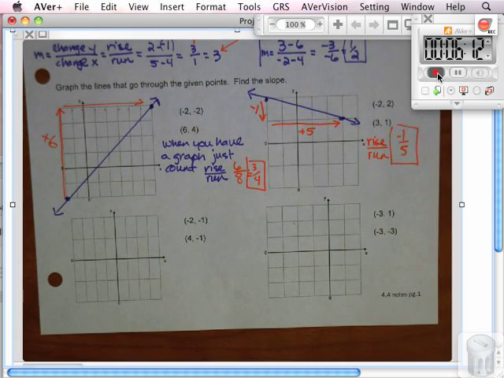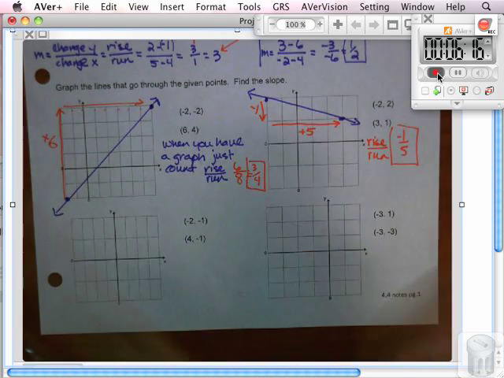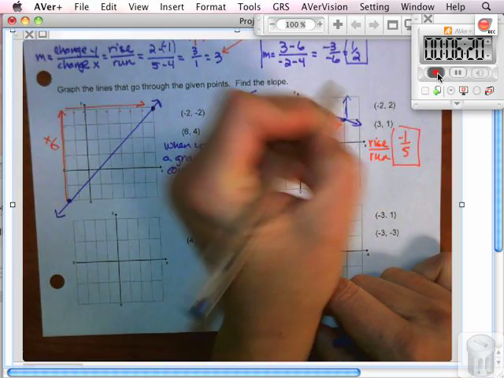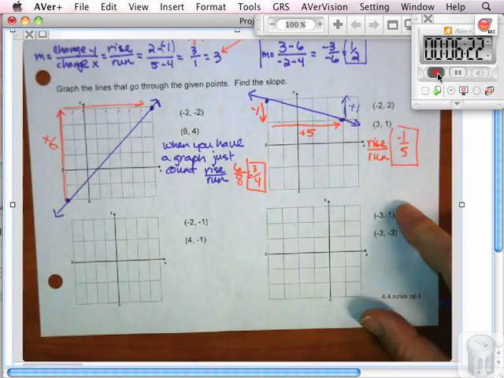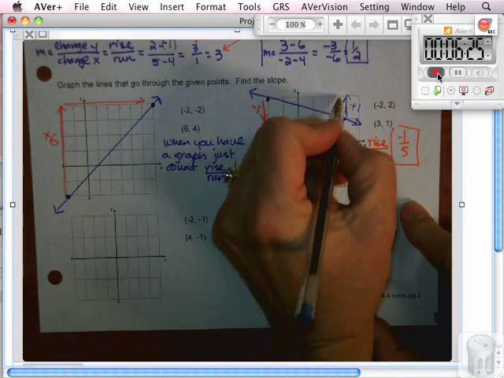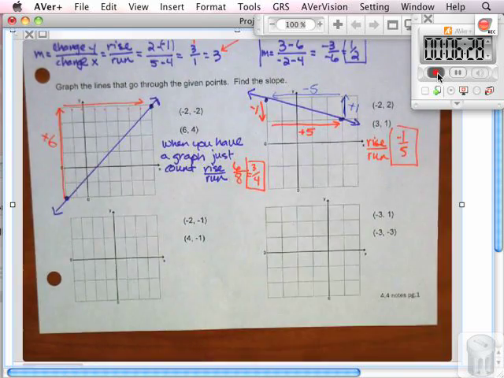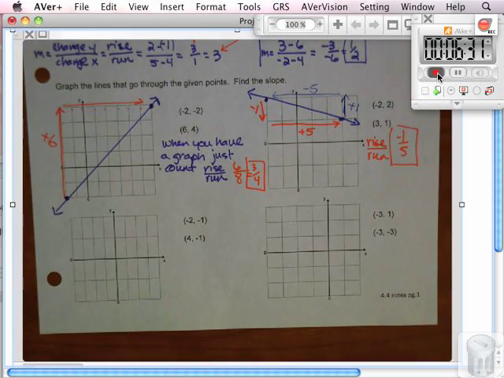How many people went this way? So from here to here first. Did you do that first? Yeah. That's a positive one, correct? That's your rise. And then your run is going to be in the negative 5 direction. So you still get negative 1/5. Doesn't matter.